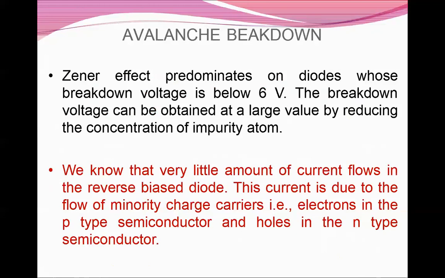Next, we are going to see the avalanche breakdown. The Zener effect predominates in diodes whose breakdown voltage is below 6 volt. The breakdown voltage can be obtained at a larger value by reducing the concentration of impurity atoms. We know that a little amount of current flows in the reverse biased diode. This current is due to the flow of minority charge carriers, that is electrons in the p-type semiconductor and holes in the n-type semiconductor.